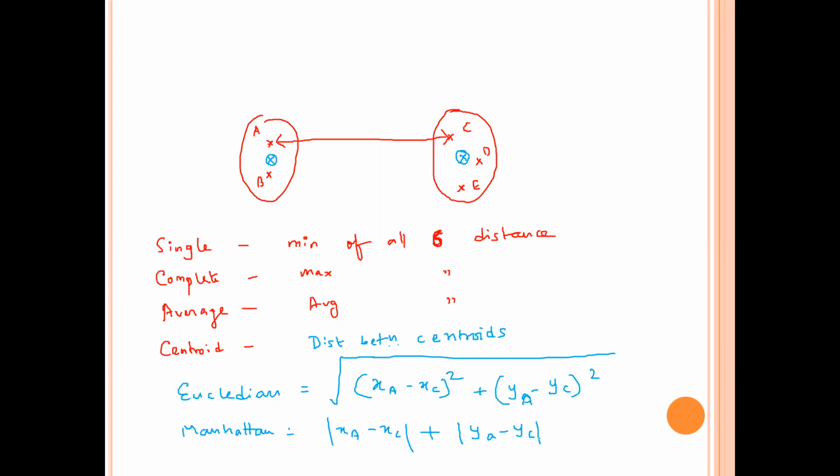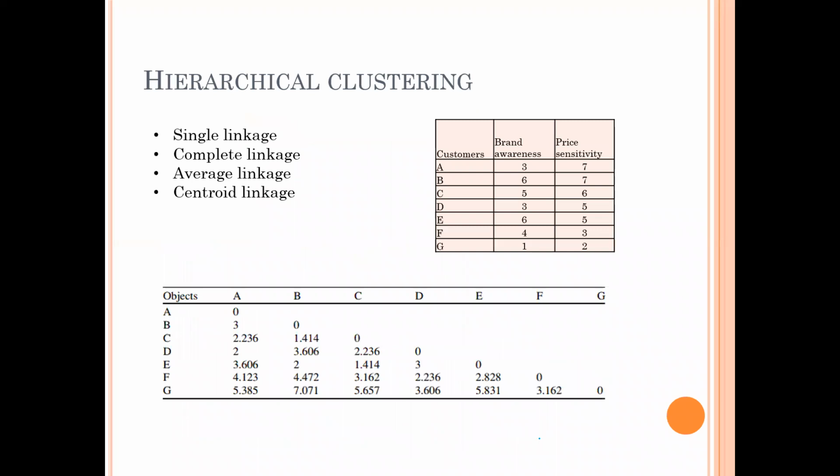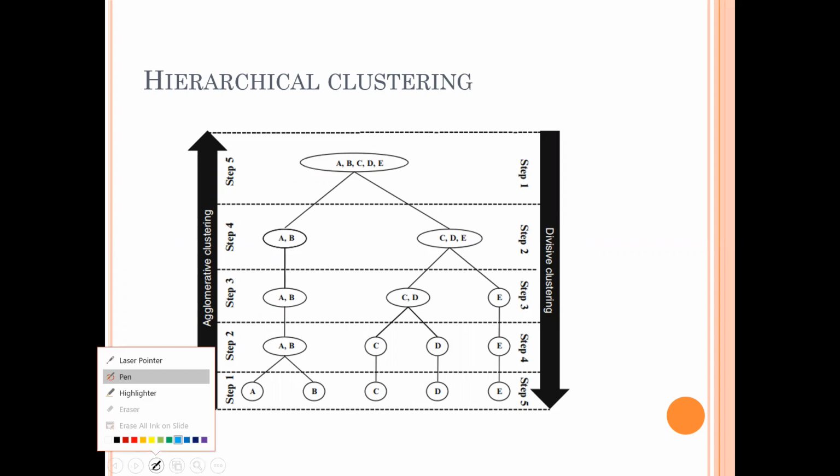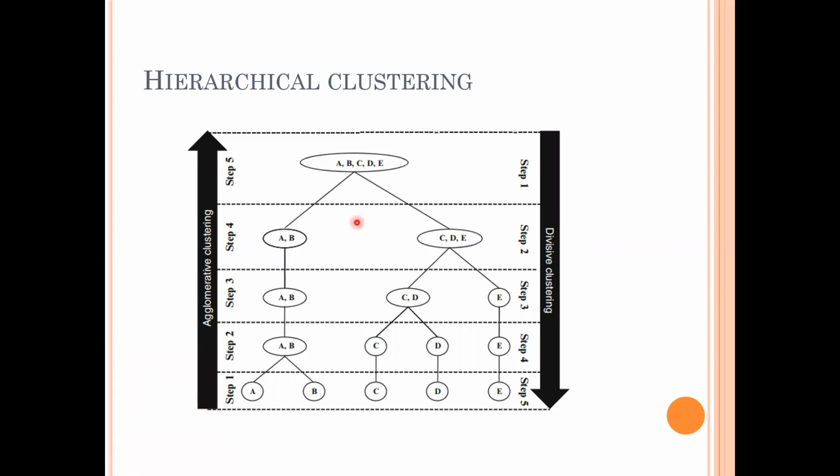Now, whatever way you choose for calculating the distance, this ABCDE can be broken, as I just told. ABCDE can be broken into various combinations, and you choose that combination which gives you the highest distance after breaking. Based on that, you break one.